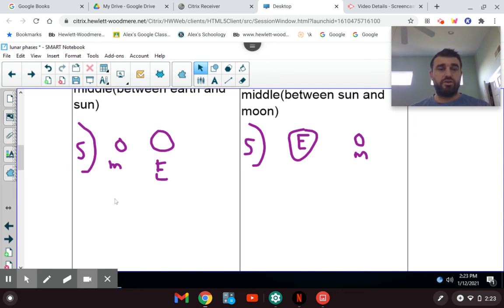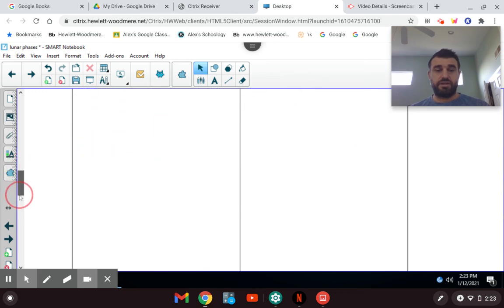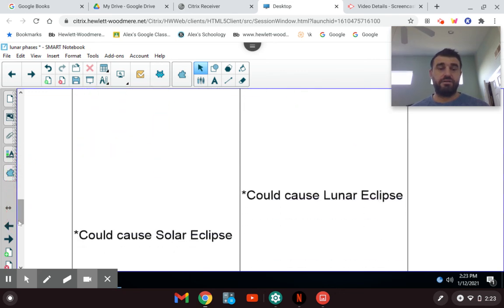So this one right here could cause a solar eclipse. Could, not all the time. They're rare. And the other one, lunar eclipse. Okay? So new moon could cause solar eclipse, full moon, lunar eclipse.